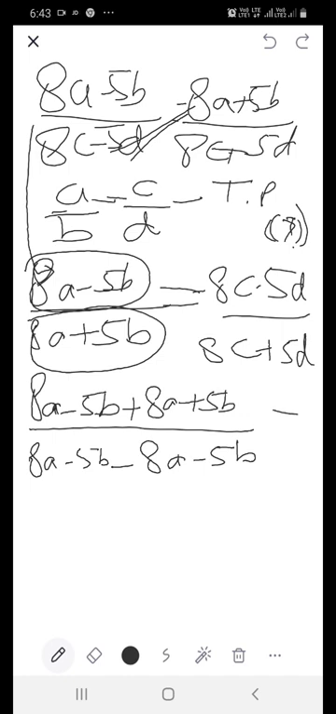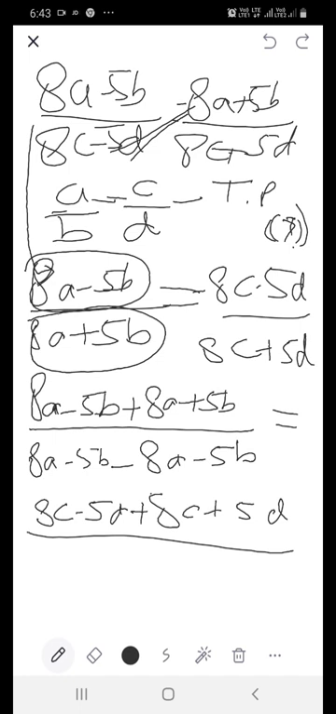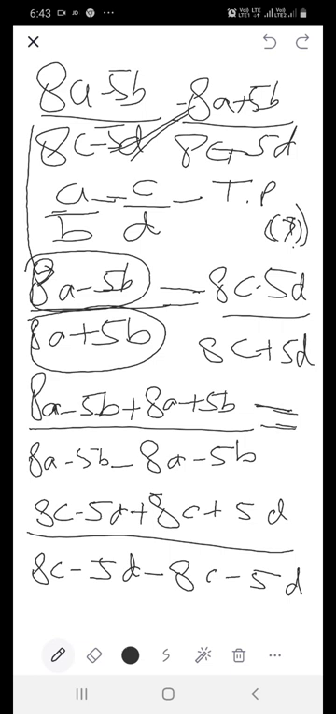Is equal to, now I am writing the right hand side. It will be 8c minus 5d plus 8c plus 5d upon 8c minus 5d minus 8c minus 5d. This is your right hand side. As there is no space on the right, I have written it in the next line.